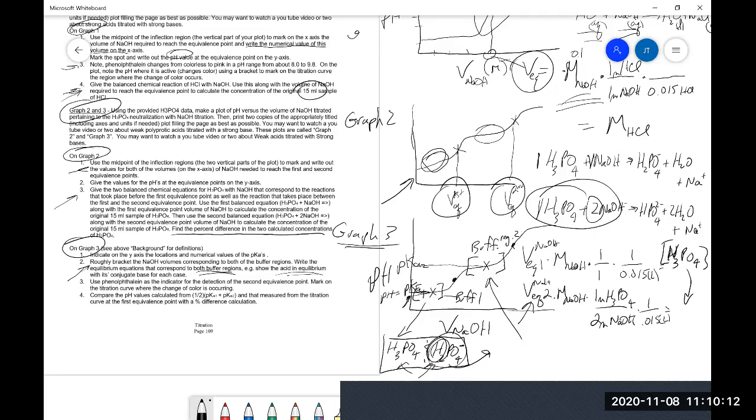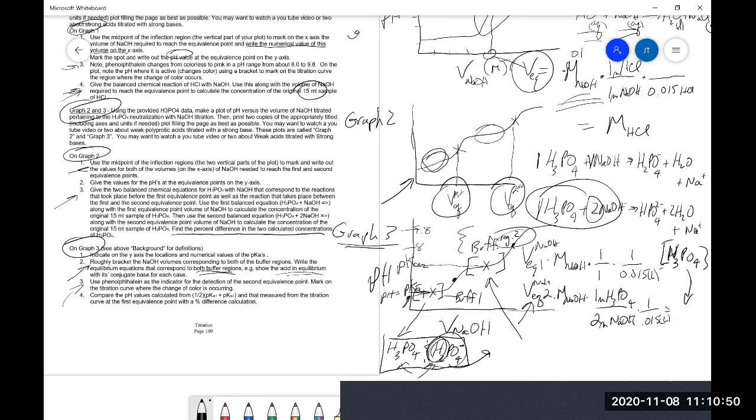Okay. All right. The next thing, it says use phenolphthalein as an indicator. We know from the previous graph 1 that phenolphthalein is active at a pH of 8 to 9.8. So you're going to put that on your plot and then go over and bracket out that area, wherever that is on your plot. And that's all for number 3.